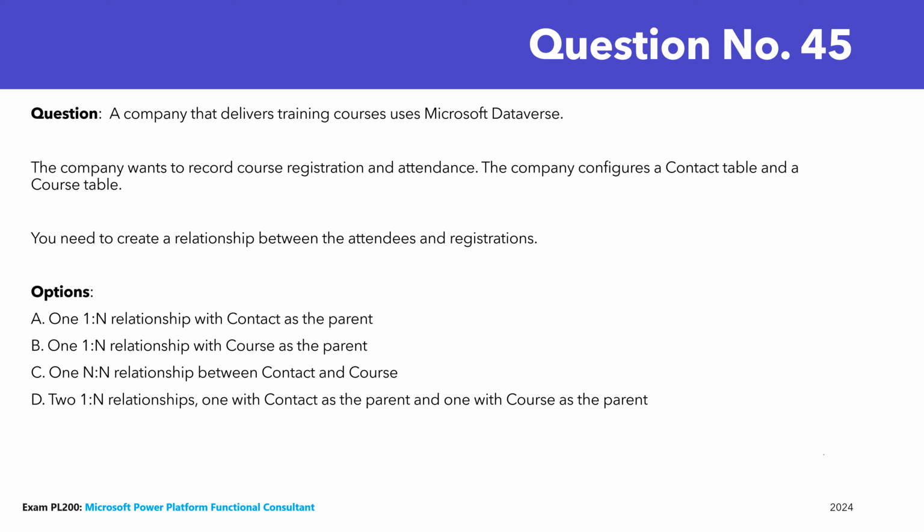You need to create a relationship between the attendees and registrations. Options: A. 1-N relationship with contact as the parent. B. 1-N relationship with course as the parent. C. N-N relationship between contact and course. D. Two 1-N relationships, one with contact as the parent and one with course as the parent.